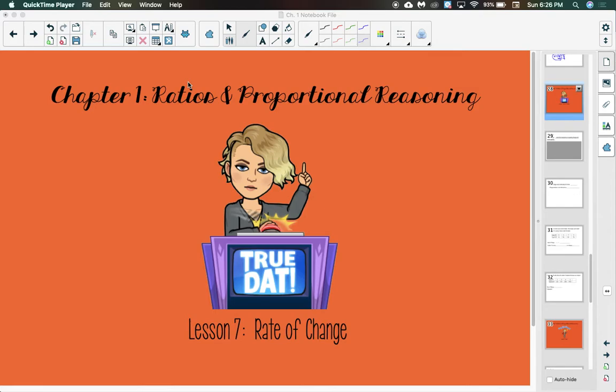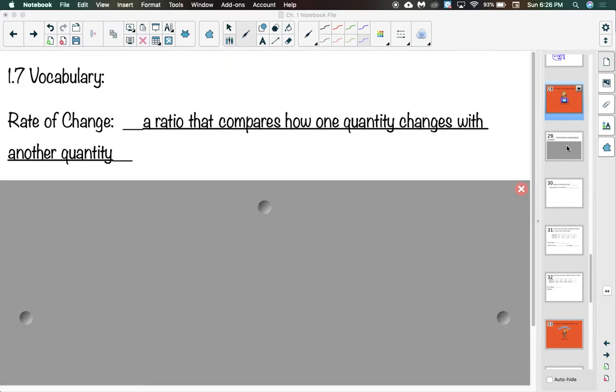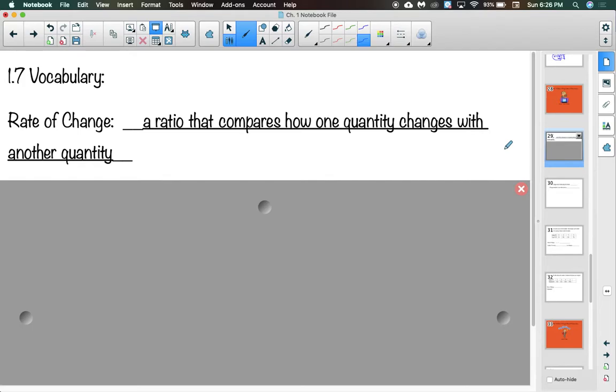Okay, this is Chapter 1, Lesson 7. It is called Rate of Change. And we have 3 vocab words to get started with. Our first term is rate of change. And rate of change is a ratio that compares how one quantity changes with another quantity.